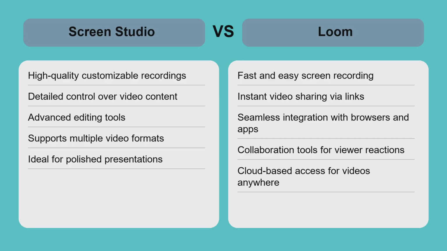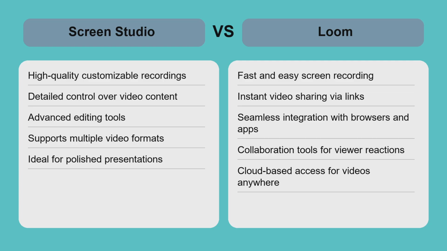Screen Studio excels when video quality and customization are crucial, such as for detailed tutorials or polished presentations. It requires more setup but rewards users with professional results. Loom shines in scenarios where speed and collaboration matter most, offering instant sharing and interactive features. For example, a remote team member can quickly record a walkthrough in Loom and share it immediately, while a content creator might prefer Screen Studio for a high-resolution tutorial video.